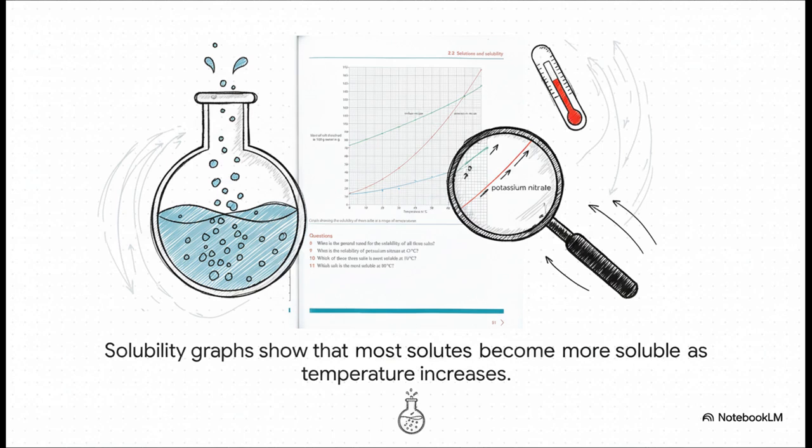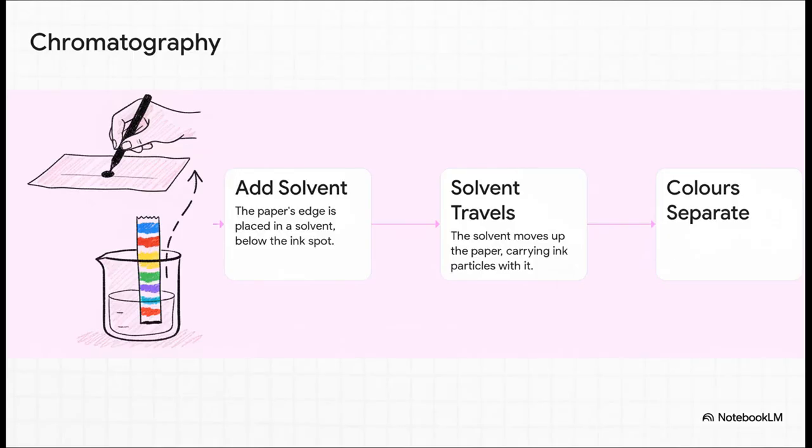That just means you can dissolve more of the substance when the water is hotter. So if we can mix things together, how do we pull them apart again? Paper chromatography is a really clever way to separate mixtures like ink. As the solvent, the water, creeps up the paper, it starts to drag the different colored ink particles with it.